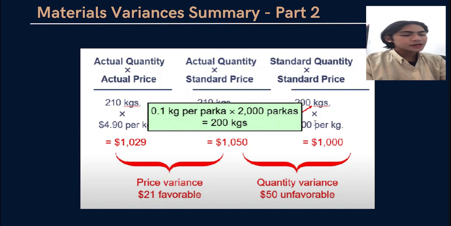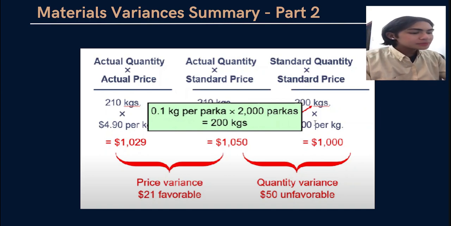To get the price variance, we need to subtract $1,029 minus $1,050 is equal to $21. Second naman po is $1,050 minus $1,000 is equal to $50.